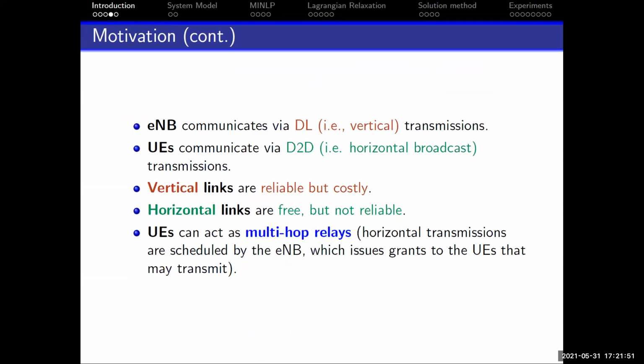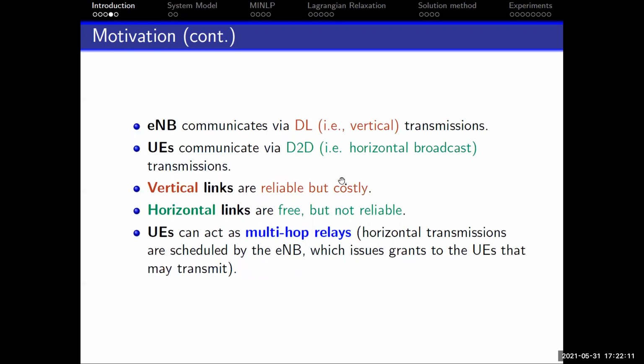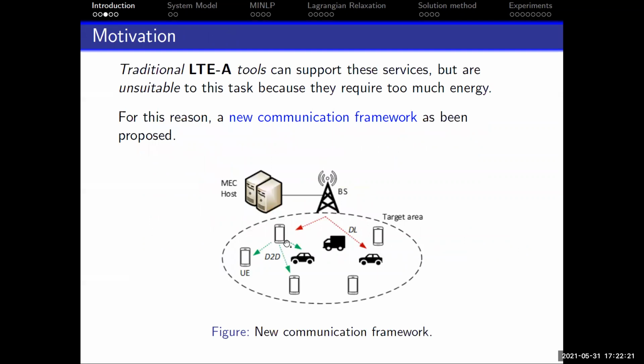So we have two different types of transmissions, two different types of communication channels in this new framework. The vertical transmissions, or downlink communication channel, in red, this arrow, which goes from the antenna to the user, and the green ones, which are called horizontal broadcast or device-to-device communication channels, which happen between the user equipments. Of course, this arrow could be reversed, so every user can communicate to any other user.